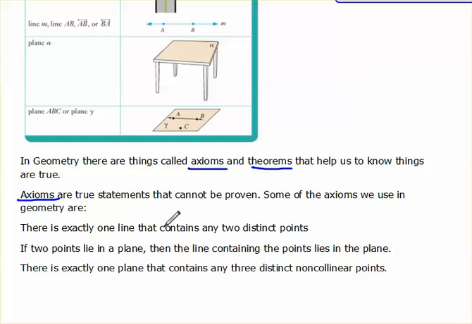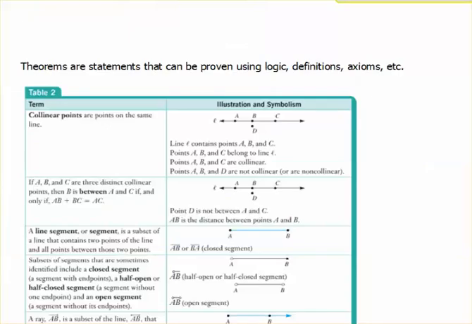And some of the axioms that we use in geometry are things like there is exactly one line that contains any two distinct points. If two points lie in a plane, then the line containing the points lies in the plane. And there is exactly one plane that contains any three distinct non-collinear points. We're going to talk about non-collinear here in just a minute also. But these are just a few things that we use that cannot necessarily be proven, but that are true.